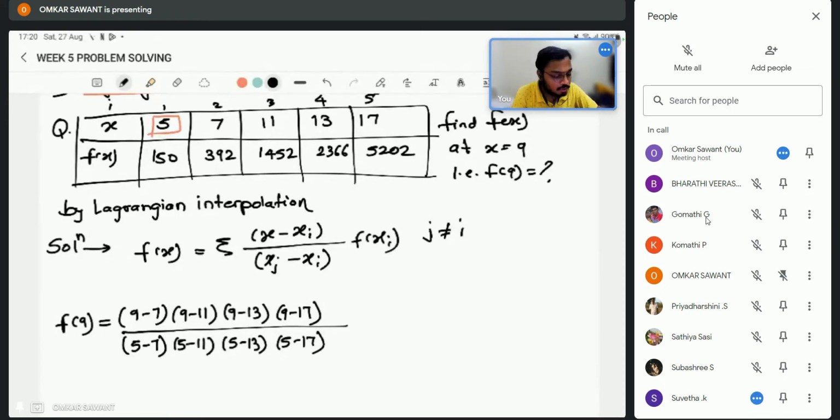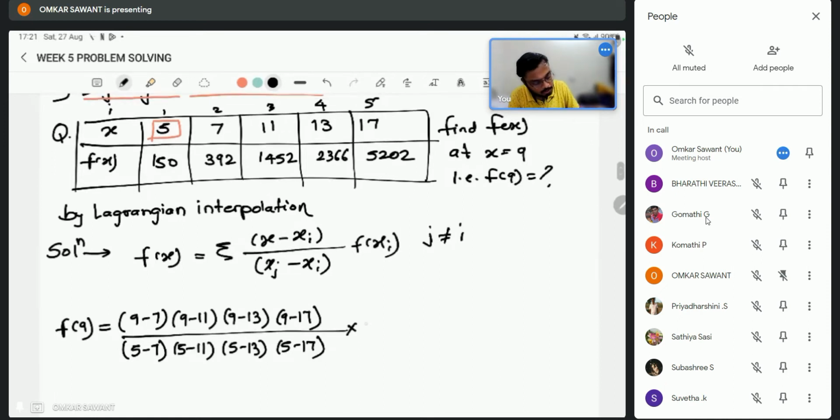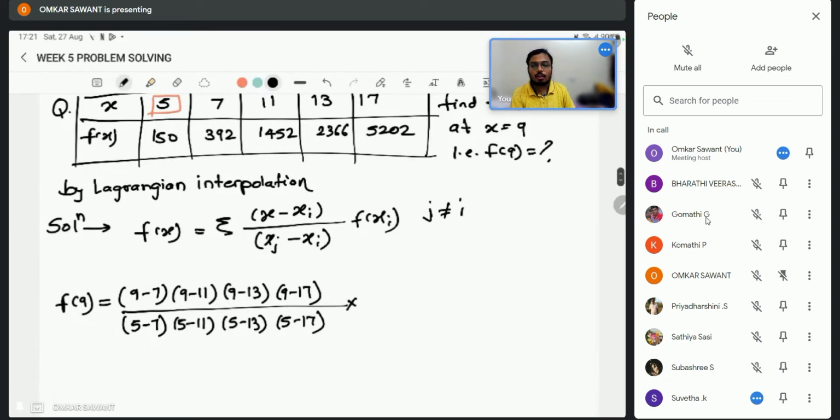Yes, sir. What we did is find the value at 9 with respect to x equal to 5 first. In the numerator we subtracted all other values other than 5, and in the denominator we found the distance of the other points with respect to 5, like 5 minus 7, 5 minus 11, 5 minus 13, 5 minus 17, into the functional value at the point for which we calculated the coefficient. So what is the function value of 5? 150. 150, okay.